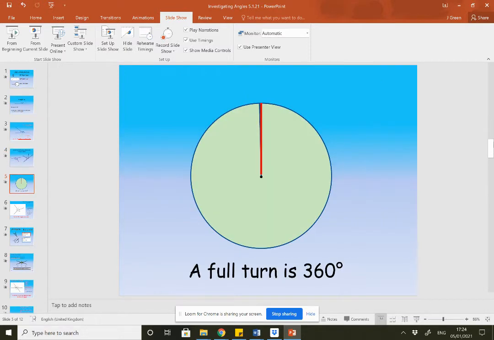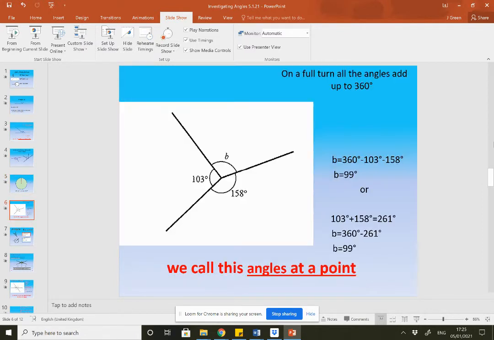Oh, a full turn. How big's a full turn on a circle, Mrs. Wallen? 360 degrees. Boom. Okay, we're doing well. Okay, two straight lines. If you look at the red line and imagine it going all the way through the circle, that would be 180. It's two of those, which is 360. But you know what? It's just the same maths.